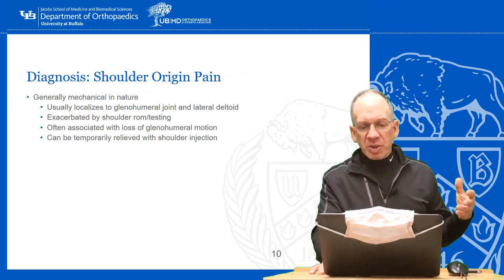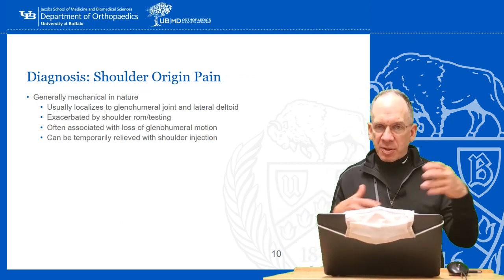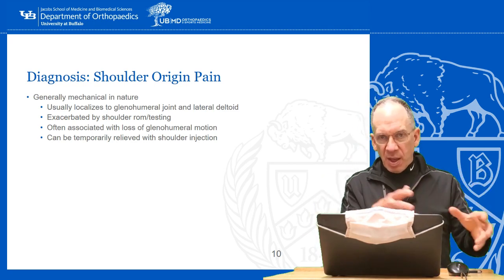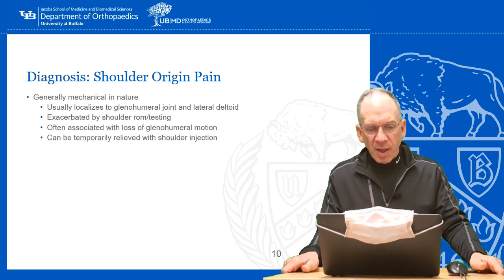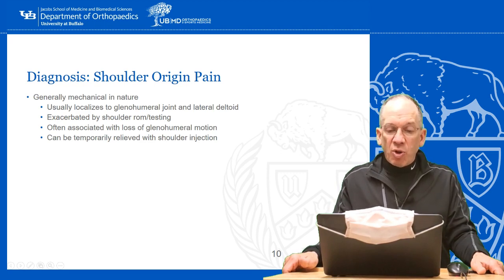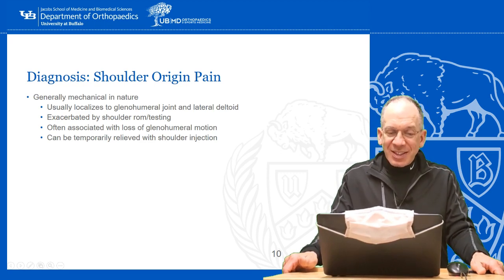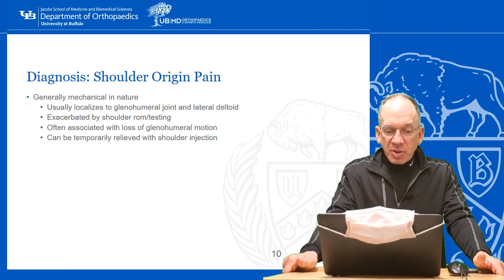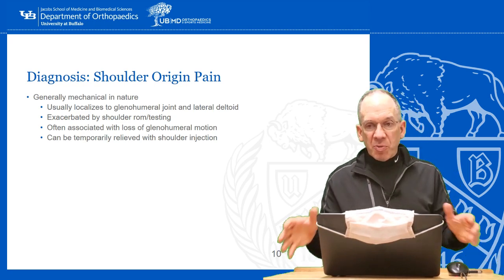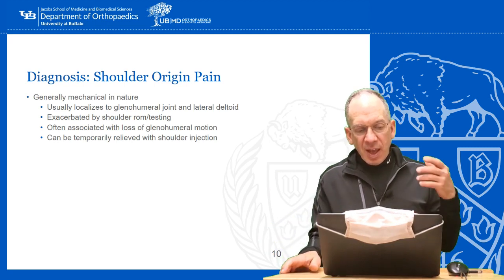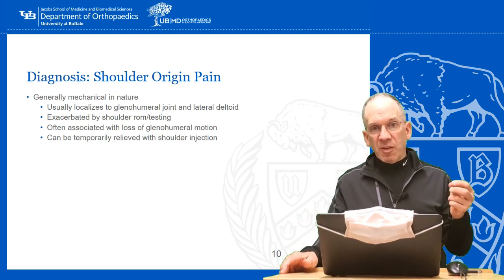So, shoulder origin pain. And again, part of the purpose of the talk is to teach you about shoulders, to understand the difference between mechanical joint pain and neurogenic pain, which we'll get into a little bit. Shoulder origin pain, pain originating from the shoulder joint itself, is generally mechanical in nature. It localizes to the glenohumeral joint and lateral deltoid, and is exacerbated by shoulder range of motion testing. It's often associated with a loss of glenohumeral motion, particularly when you get a lot of osteophytes. The shoulder loses its ability to rotate, and it can temporarily be relieved by a shoulder injection.